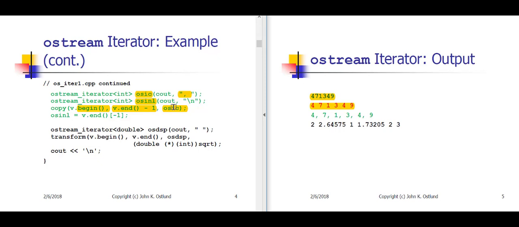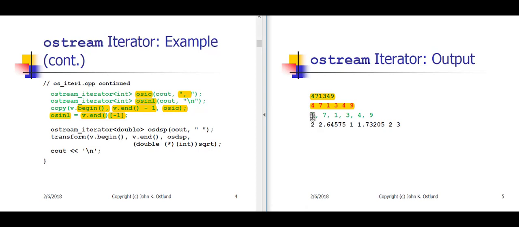Now, to display the very last element in the vector, here's a nifty trick. v.end is an iterator that is just one beyond the end of the vector, but because vectors have random access iterators, I can use a subscript operator with a negative subscript to go back and obtain the element that's in the vector prior to v.end. And by assigning this into the ostream iterator, OSINL, that causes that value to be displayed, and a new line character is automatically appended to the end.